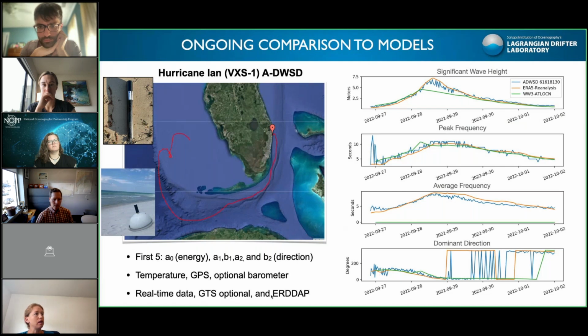So this was a drifter deployed in Hurricane Ian, and this is kind of what the observations might look like. We're also comparing these in real time to, say, ERA5 or WaveWatch III, publicly available products. You can see significant wave height, peak frequency, average frequency, dominant direction. So just in general, we call these the bulk parameters.